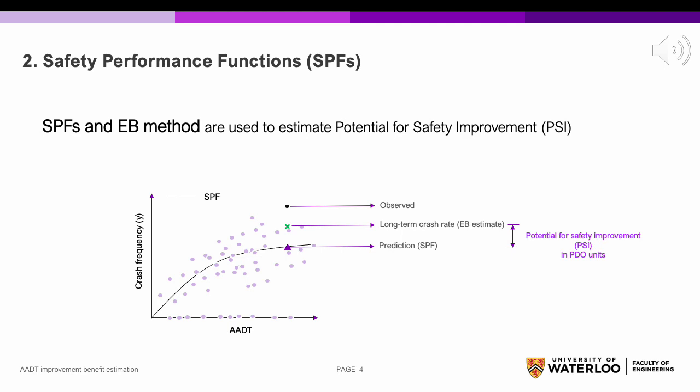After applying the EB method, we can estimate PSI, or potential for safety improvement, for each site, which is basically defined as the difference between the long-term crash rate, which comes from the EB method, and the predicted crash rate, which comes from the SPF. PSI is usually estimated in property damage only crash units, which we usually call PDO units. And a higher PSI basically means there is more potential to reduce crashes by implementing more safety audits or safety improvements.